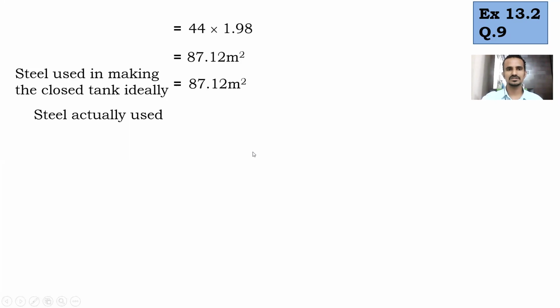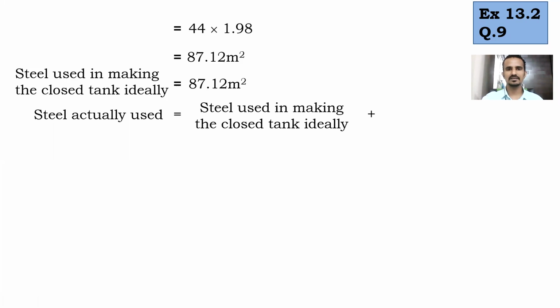In the question it was mentioned 1 upon 12. So the steel used is equal to the steel used in making the tank ideally plus the steel wasted. This is going to be the formula. Do not write this. We have to first calculate the steel wasted. Now how will we find the steel wasted? It will be 1 upon 12 times the total surface area.